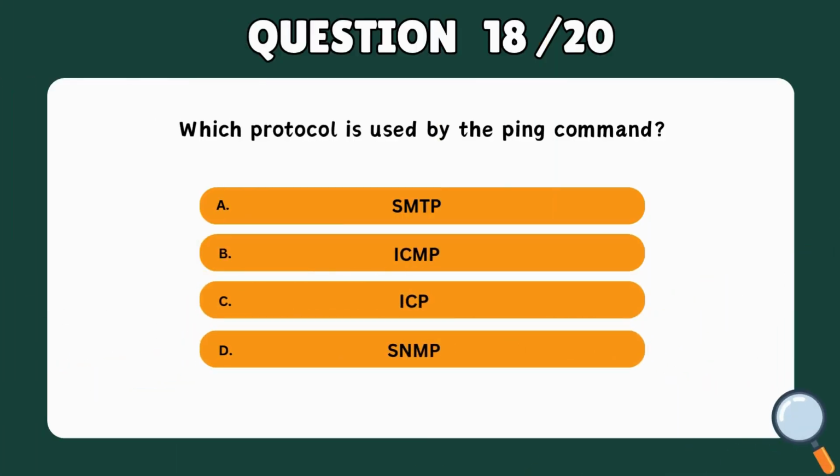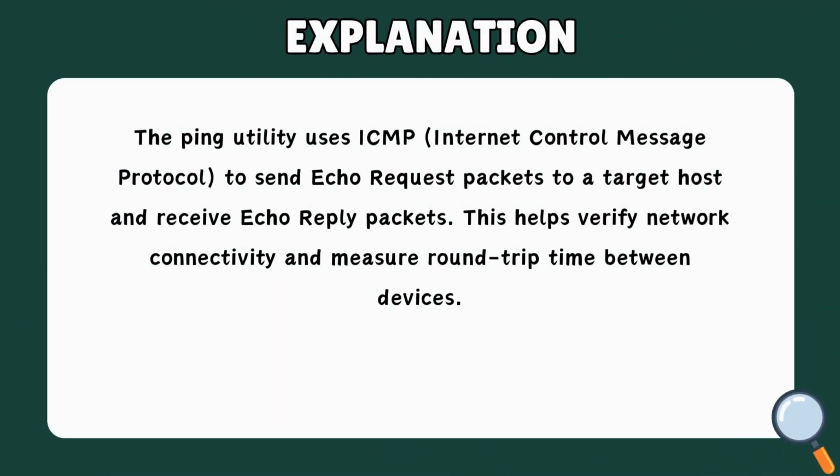Question 18. Which protocol is used by the ping command? A. SMTP. B. ICMP. C. ICP. D. SNMP. Correct answer: B. ICMP. The ping utility uses ICMP, Internet Control Message Protocol, to send echo request packets to a target host and receive echo reply packets. This helps verify network connectivity and measure round-trip time between devices.